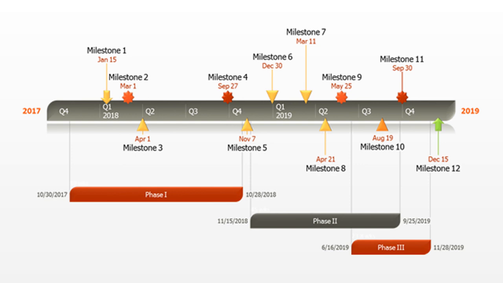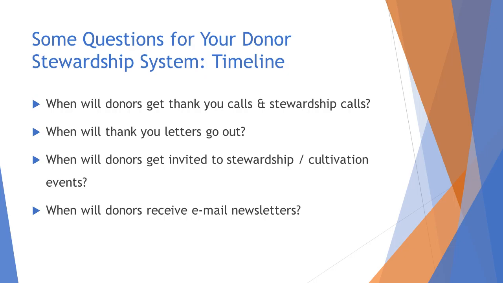So, for example, your donor stewardship system may set a couple of different timelines. You may say that every donor who makes a donation over $50 will get a thank you call from a volunteer within 48 hours of you receiving the gift. You may say that every donor will receive a standard thank you letter, and the thank you letter will be mailed within 7 days of you receiving the gift.